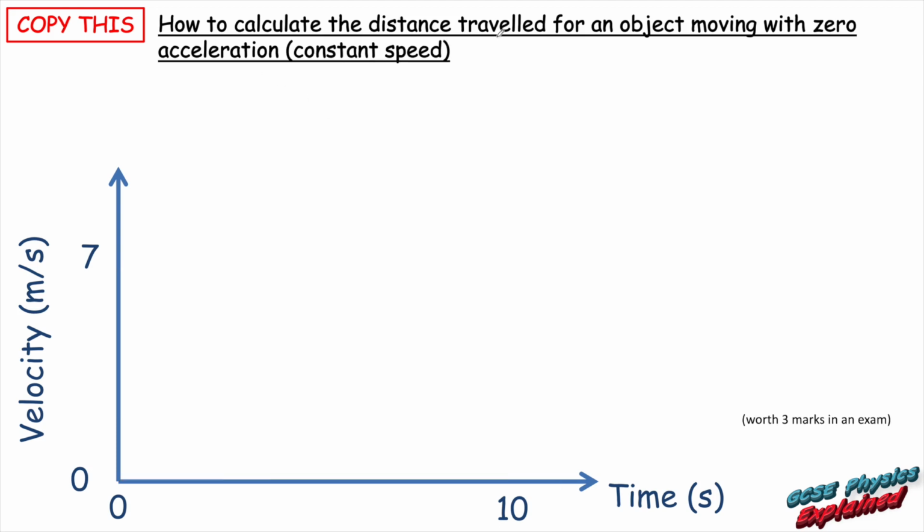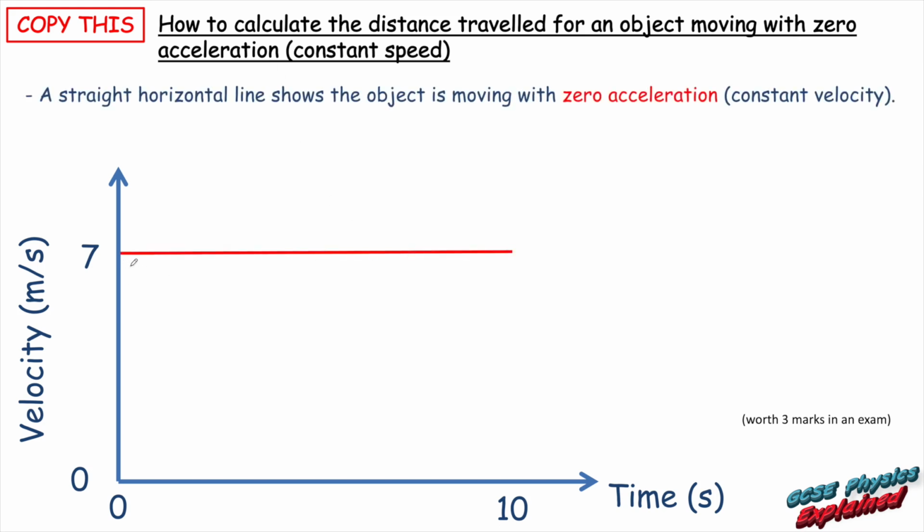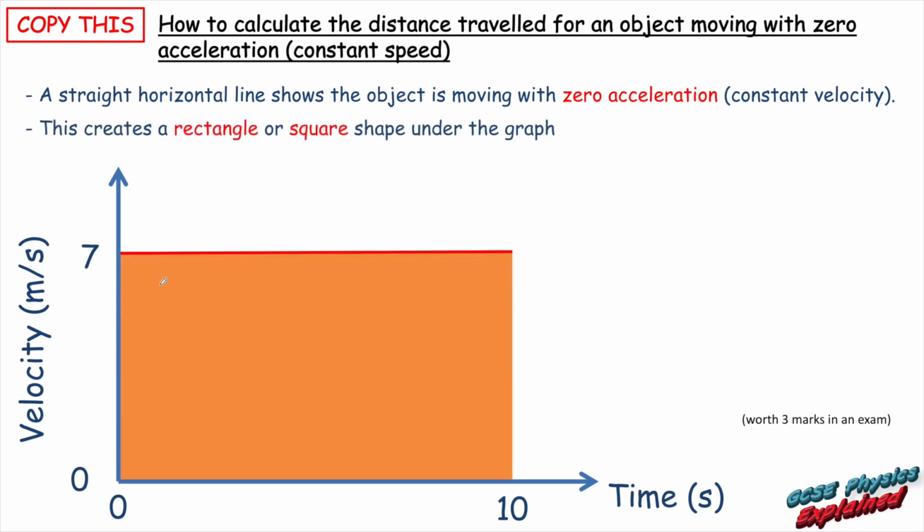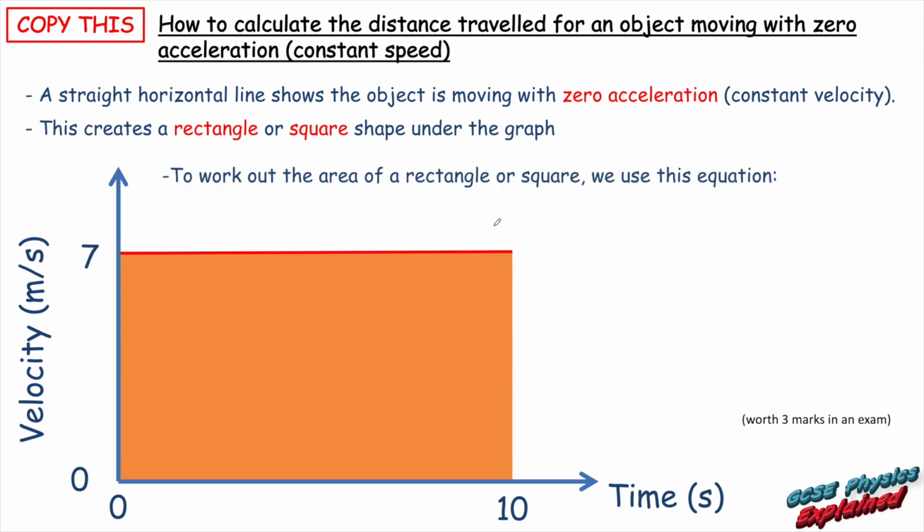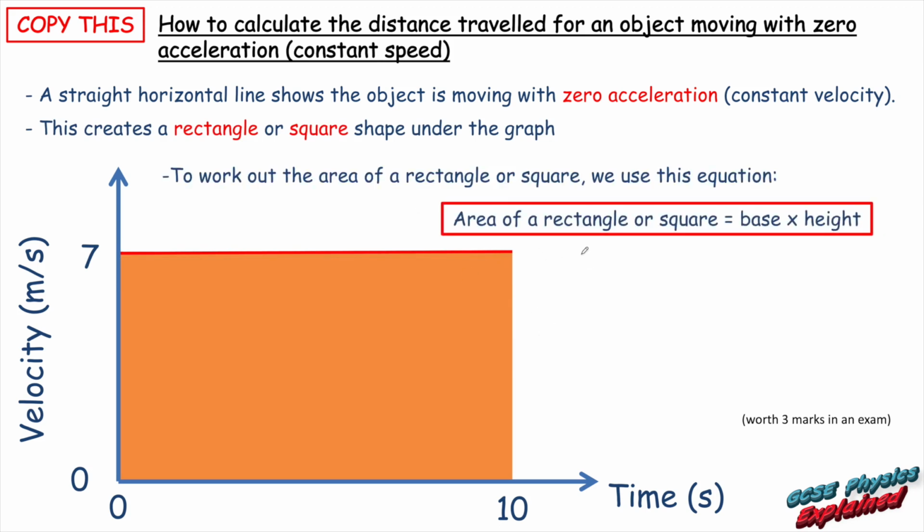How to calculate the distance travelled for an object moving with 0 acceleration? Well, if an object's moving with 0 acceleration, it'll be a flat line like that. So this is moving at a constant speed of 7. So that is going to create a rectangle in this case. Sometimes it might be a square. But it doesn't really matter because the formula is the same.